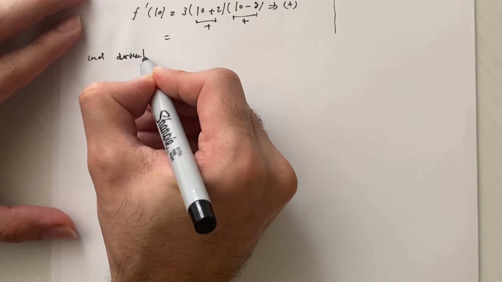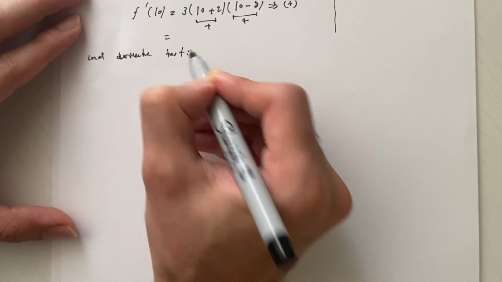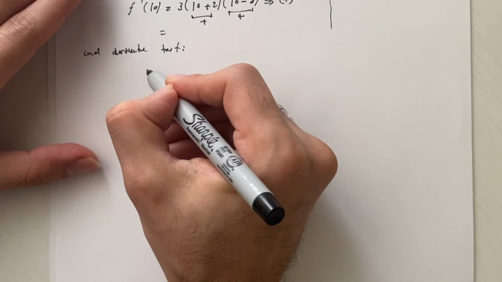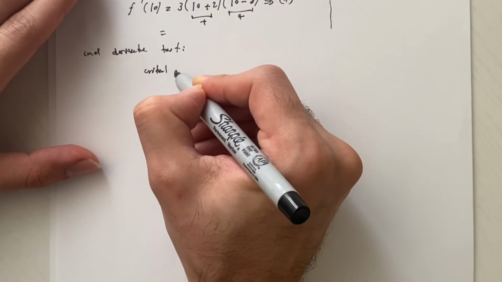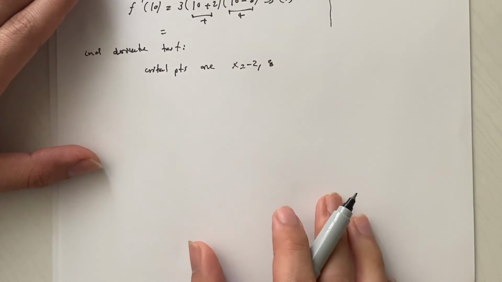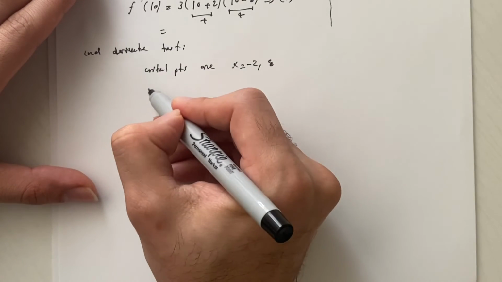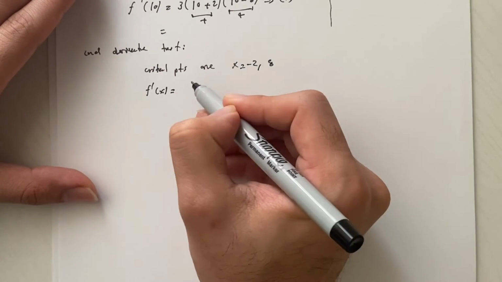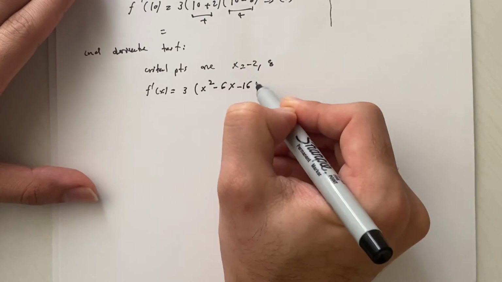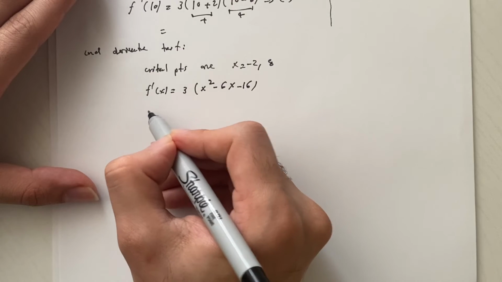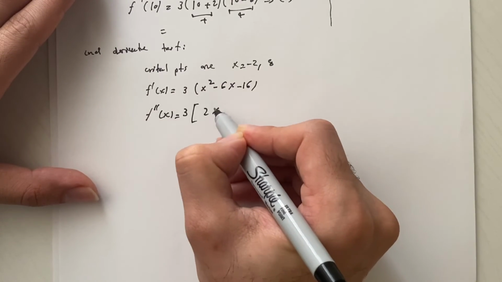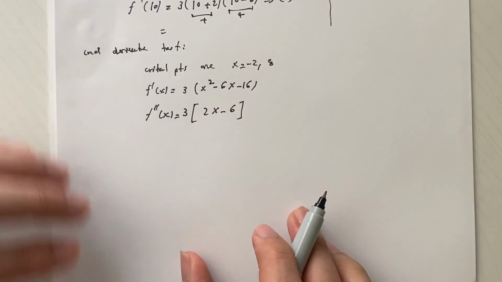Now I'm going to do the same thing but using the second derivative test to see what's a local maximum and what's a local minimum. Again, our critical points here are minus 2 and 8, and our first derivative is 3 multiplied by x squared minus 6x minus 16. Now I'm going to take the second derivative, which is 3 multiplied by 2x minus 6. This is just applying the power rule.